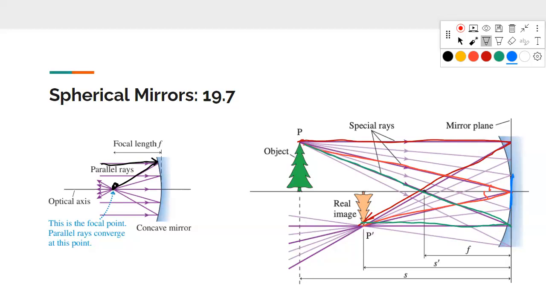And so where all three of these rays intersect, this is where our image forms. And you can see that since the light rays are coming together to all meet at one point, this is a real image. So we could put a piece of paper there and we would see that little projection of the tree.